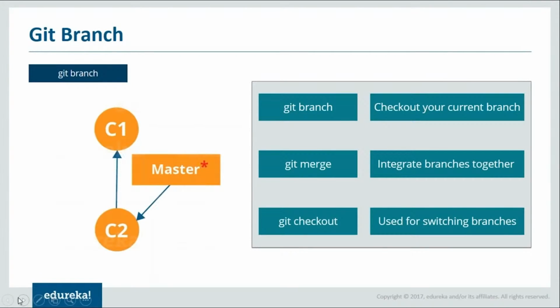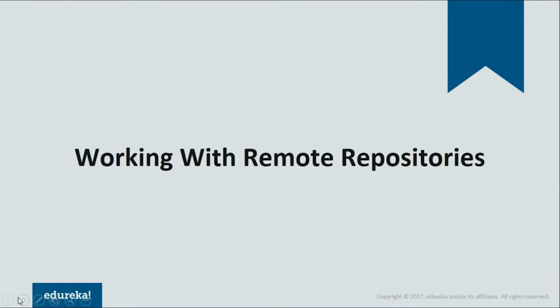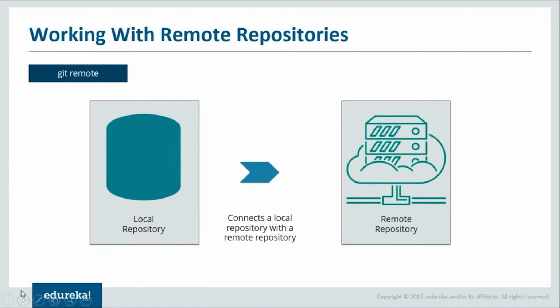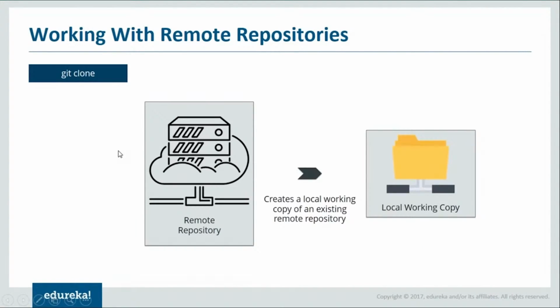So we have seen how branching works in Git. Let us move forward and we'll see how to work with remote repositories. So over here, I've already told you how to add an origin, right? So git remote add origin. And what we did, we connected a local repository with a remote repository. So the Edureka-repo is my local repository, and a remote repository I just showed you in my GitHub account. So we have already done this git remote add origin. So now we're going to see how to clone a remote repository.